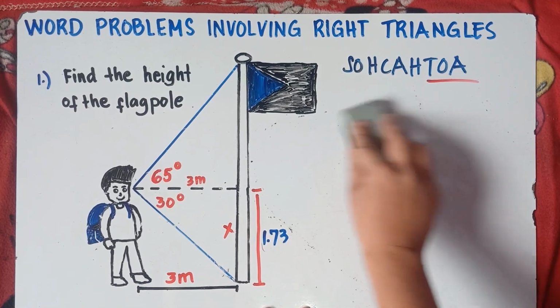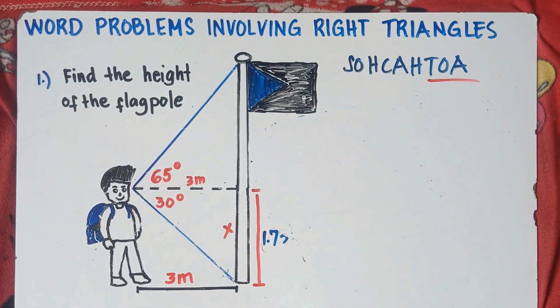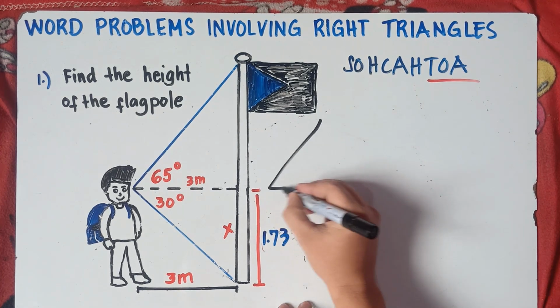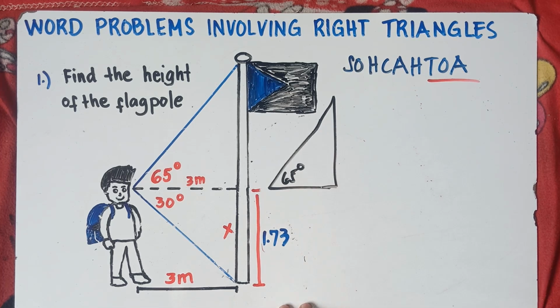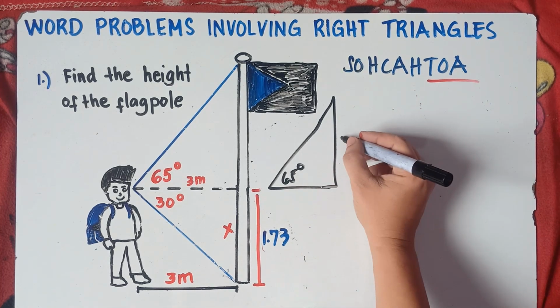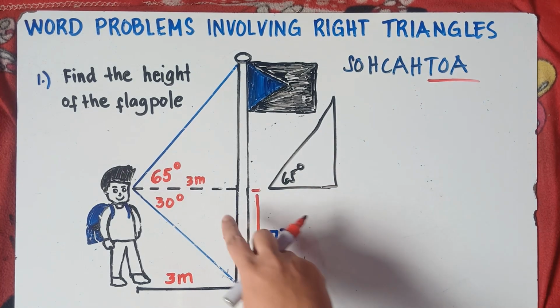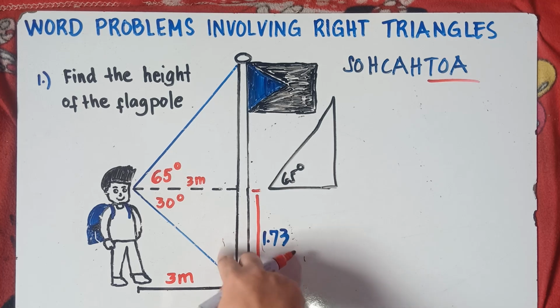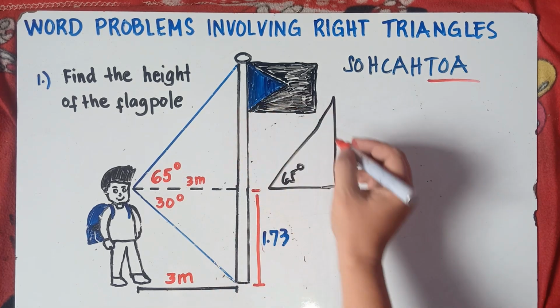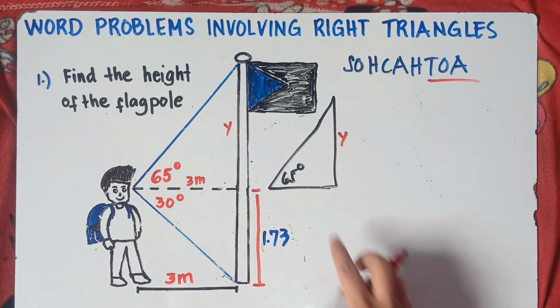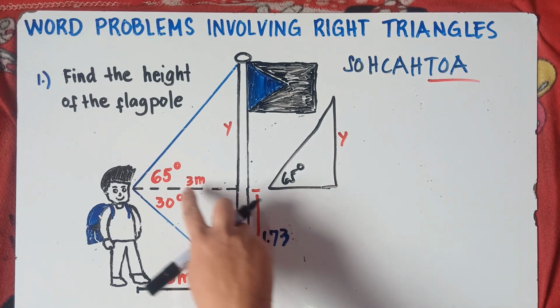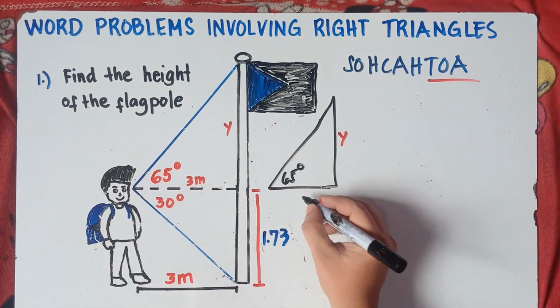Alright, so let me draw again the triangle. So this is 1.73. Alright, so this is the triangle. So we have given 65 degrees, and we're told to find this one. This is x. Okay, we're done with x. So let's label this one as y. We're told to find y. So this is y. And then we have given 3 meters, right? Okay, this length is 3 meters.